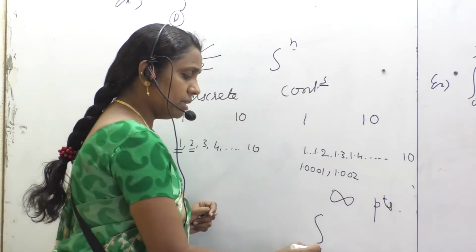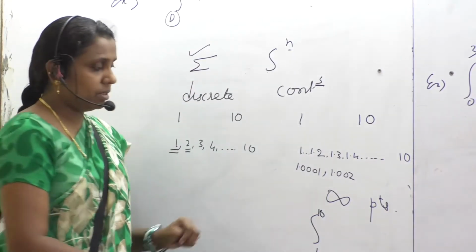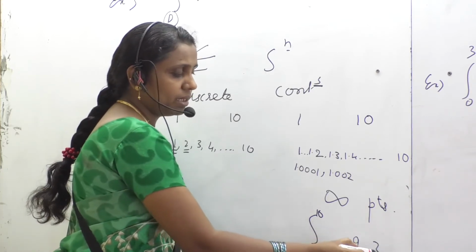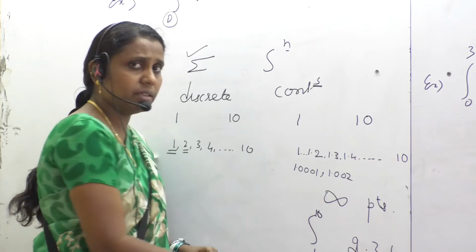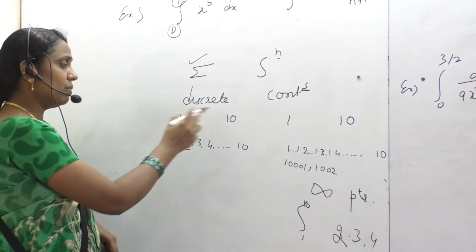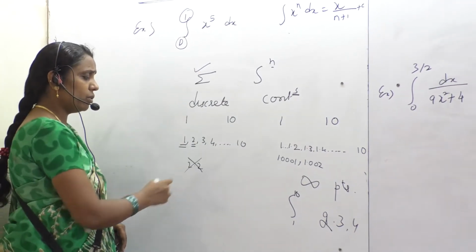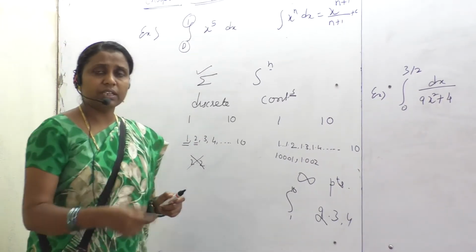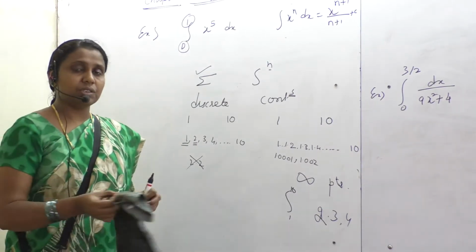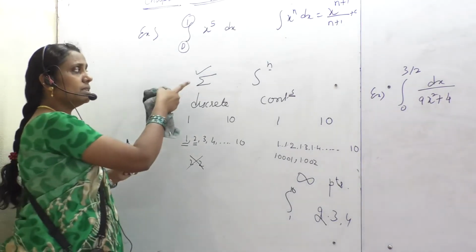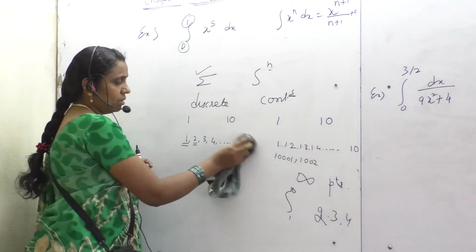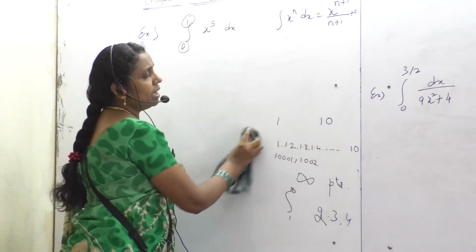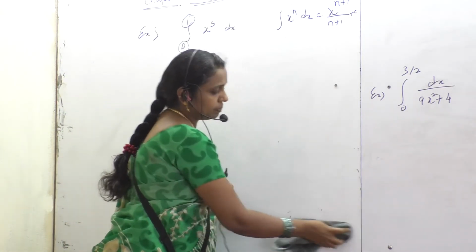So 1 to 10 means, whether 1 lies in the range? Yes. 2, yes. 2.3, yes. 4, yes. 5, yes. Up to 10. But here, if I say 1 to 10 for summation, 2.2 is not going to be considered because it is for discrete. So this is how we differentiate integration from summation. This is only information I just shared with you, but we are studying definite integration now.